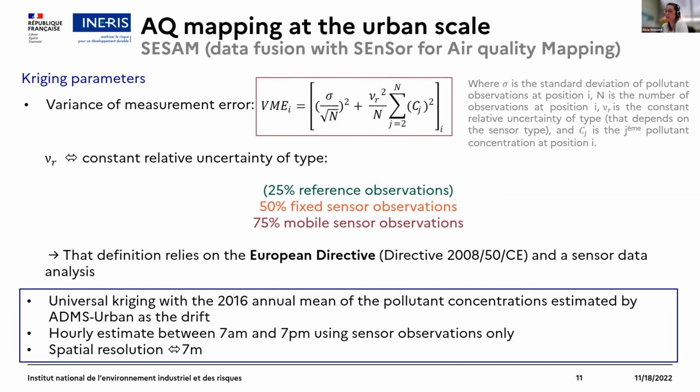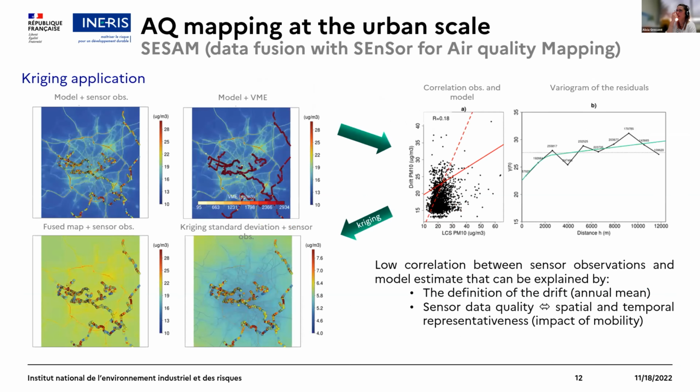We did the estimation at the hourly resolution from 7 a.m. to 7 p.m. for a particular day of November 2018. So it was the 29th of November. And the spatial resolution of the output grid is 7 meters. So here, this is an example for the kriging application.